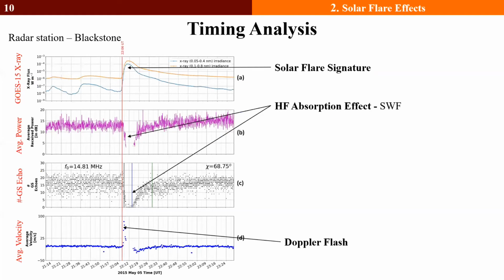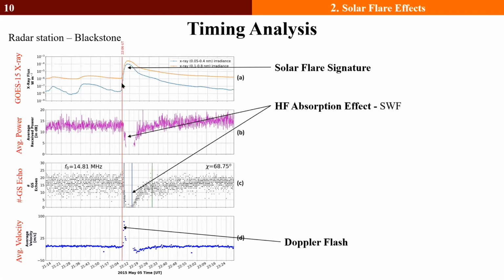So the timing analysis shown here is for that particular event, the 5th May 2015 event. The top panel shows the GOES flux. Panel B shows average power from the Blackstone radar. Panel C shows the average number of ground scattered echoes, and the bottom panel shows the average velocity. So this red line passing through all four panels is the start of the solar flare.